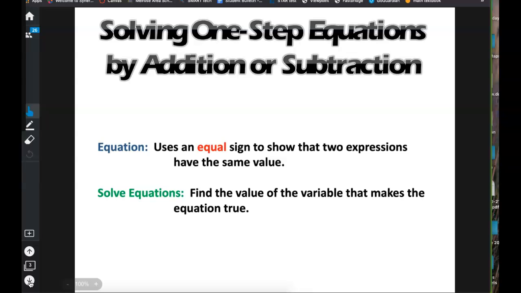The first half of class is only going to be by addition or subtraction. Understanding that an equation has to have an equal sign. So we've done expressions in the past where it doesn't have an equal sign. Now we're going to look at equations, and equations always have an equal sign. To solve them, we're just finding the value of the variable that makes it true.